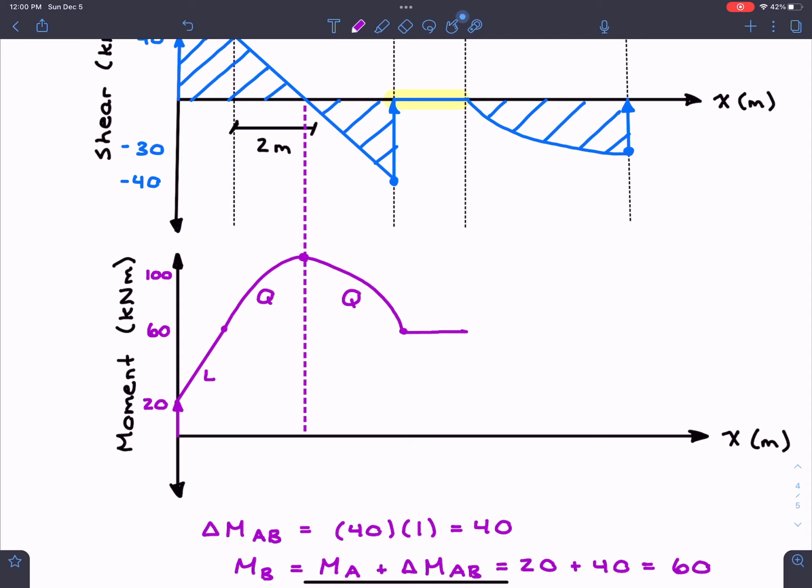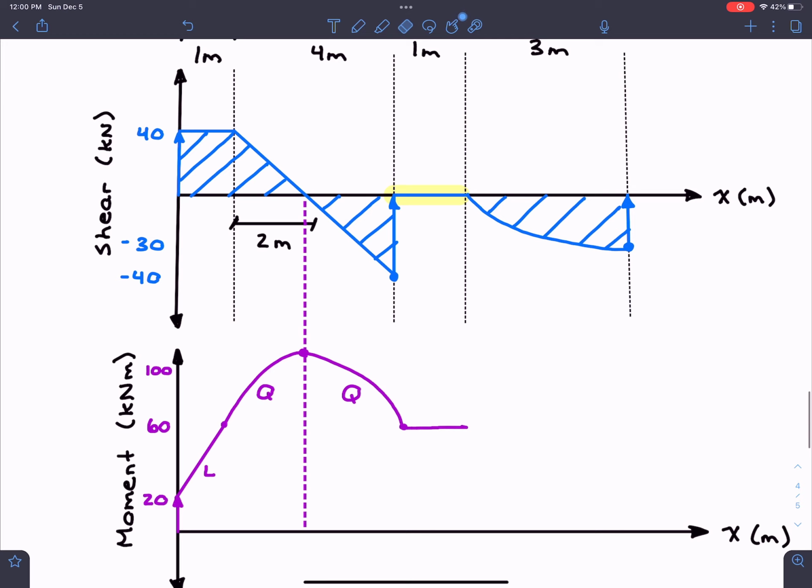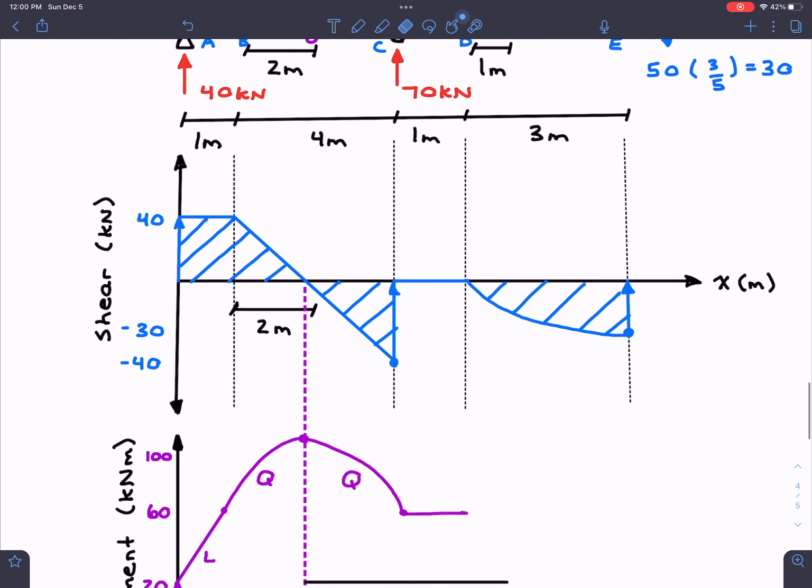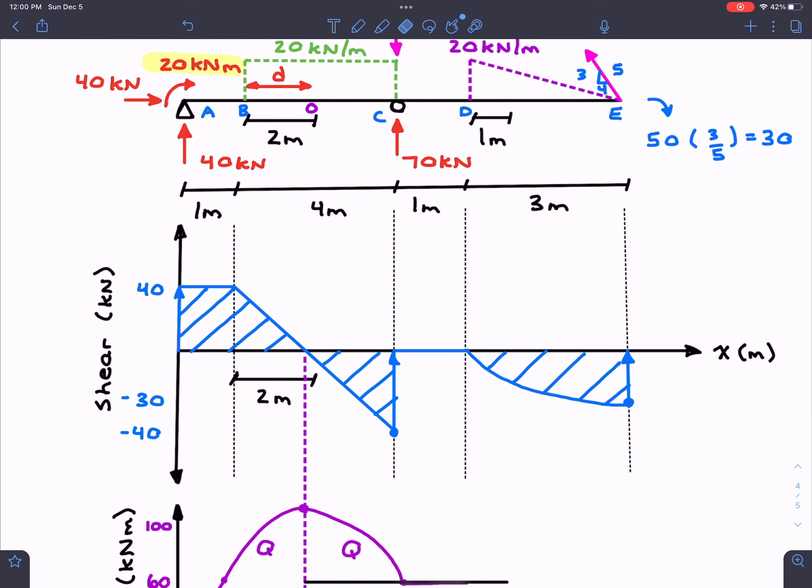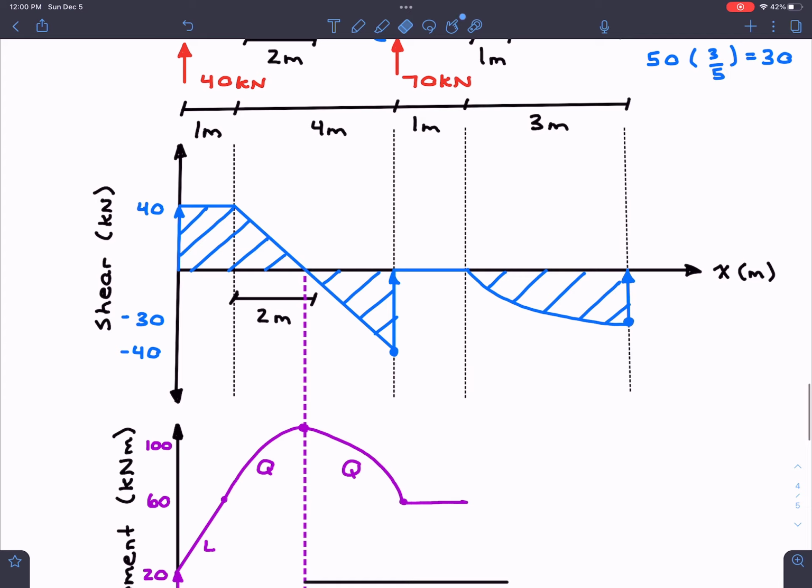And then for our last part, we need to find the change in moment between this last section here. Now there's kind of a trick to this. If we were to look at D and E, we were able to find the area of the distributed load to find shear. Now for moment, it gets a little bit harder because keep in mind that this curve is quadratic. So it's kind of hard to find the area under a quadratic curve. So this is when you are going to cheese it just a little bit.